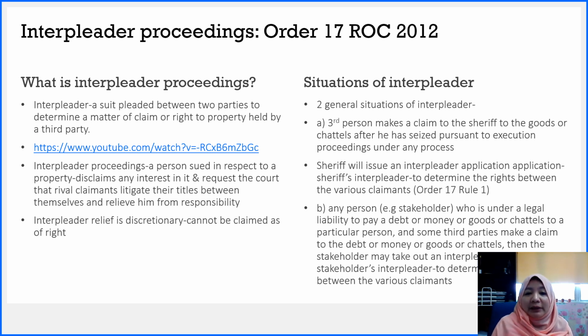Another type of interpleader is when a person, a stakeholder, like the one that I mentioned first, who is under legal liability to pay a debt or money or goods or chattels to a particular person, has a third party make a claim. Then the stakeholder may take out an interpleader proceeding to determine the rights between the various claimants. These are the situations of interpleader proceeding.